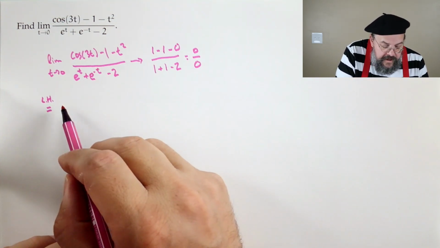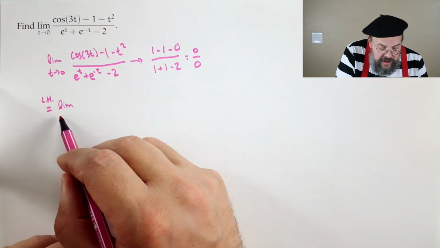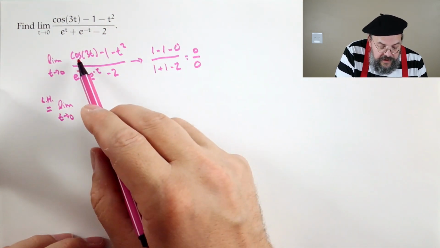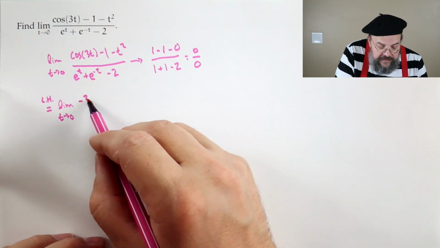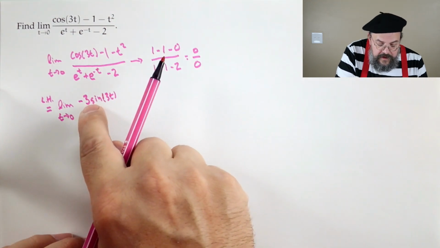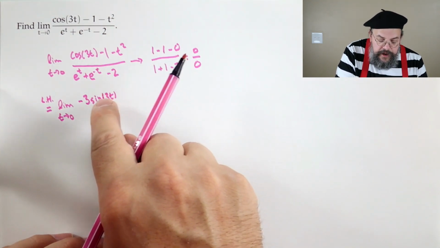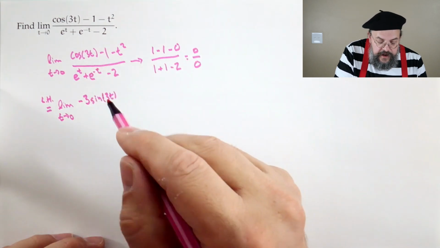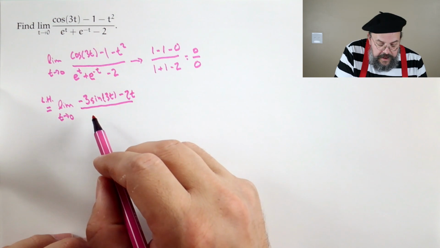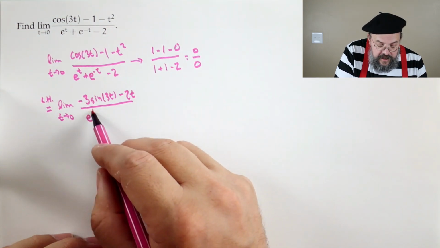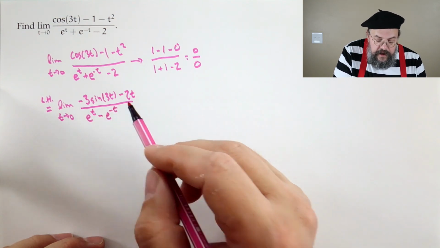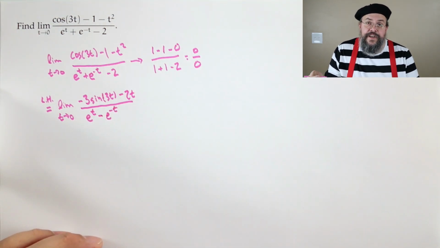So this is going to be a limit as t goes to 0. Upstairs, chain rule, the derivative of cosine is negative sine, so you're going to get negative 3 sine of 3t. And that 3 here comes from the chain rule, right? Because the derivative of the inside would be 3. The derivative of minus 1 is 0, and then you get minus 2t. Downstairs, we're going to get the derivative of e to the t, e to the t. The derivative of e to the minus t is minus e to the minus t. Again, that's a chain rule, because the derivative of minus t is minus 1.